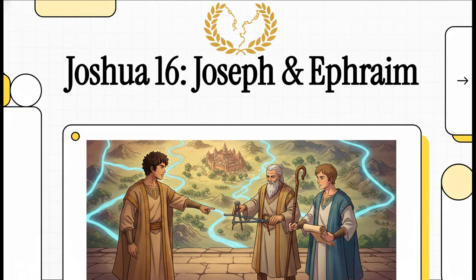We aren't just talking about drawing arbitrary lines on a blank map. Not at all. We are talking about assigning permanent ancestral inheritance to an entire nation. A nation that has just spent decades wandering in the wilderness, followed by years of intense conquest. So this is a defining moment. It's the moment of inheritance that's going to set the entire geopolitical landscape of Israel for centuries to come.